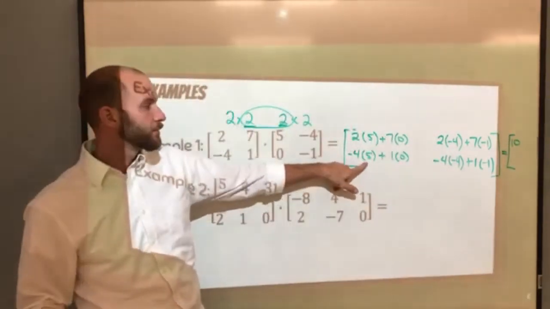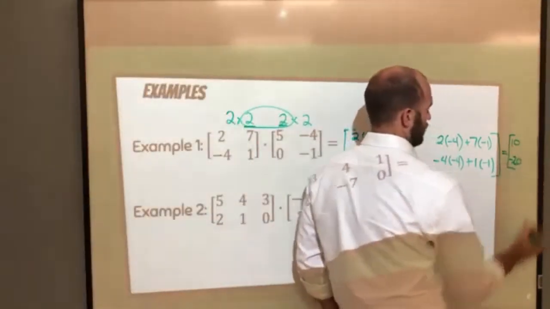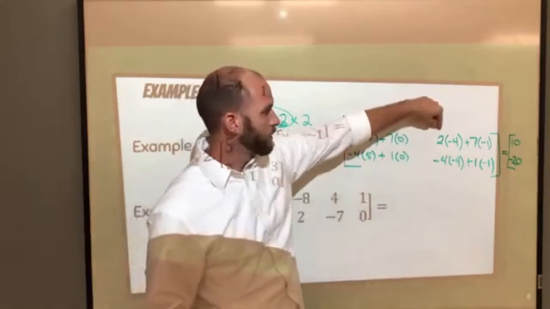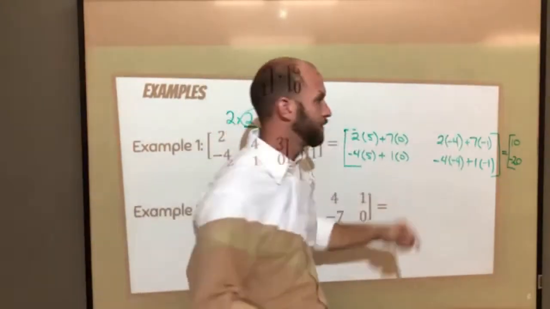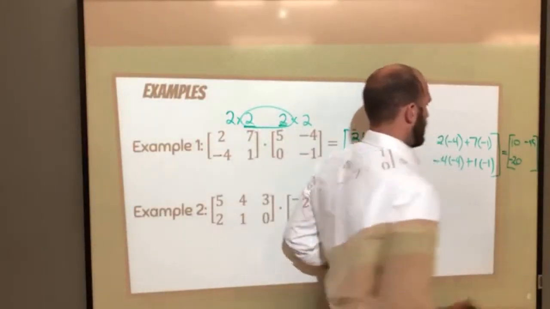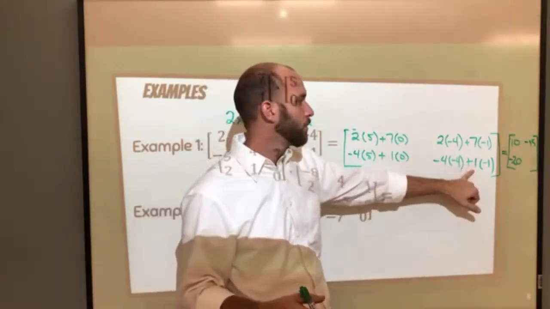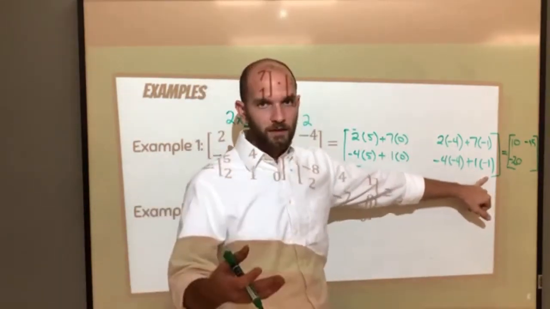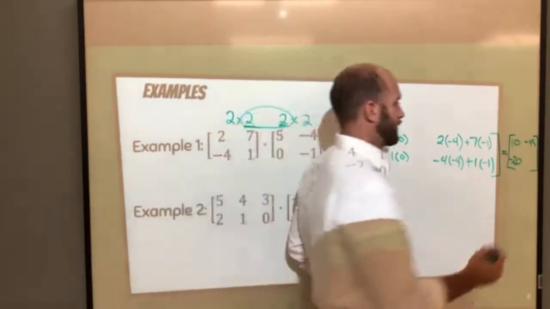Negative 4 times 5 is negative 20, plus 0 is negative 20. 2 times negative 4 is negative 8, plus a negative 7 gives us negative 15. Last but not least, negative 4 times negative 4 is positive 16, plus 1 times negative 1 is negative 1. So we get 16 minus 1 is 15.